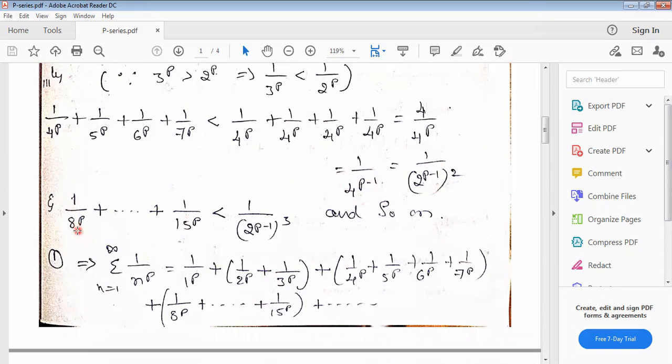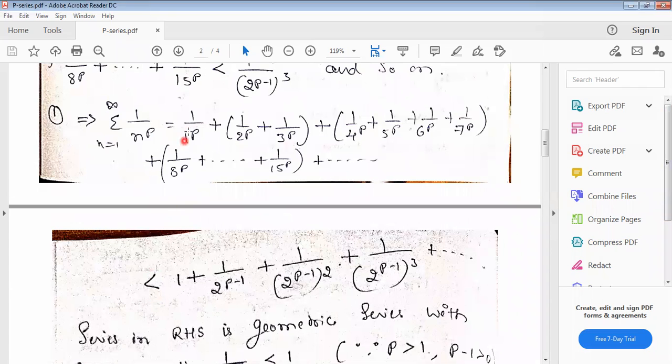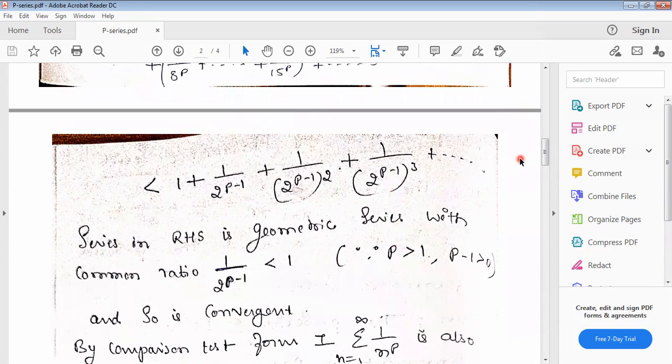Similarly, 1 by 8 power p plus etc. plus 1 by 15 power p is less than 1 by 2 power p minus 1 whole cube, and so on. With this, the series sigma 1 by n power p, which is nothing but this sum, is less than 1 plus 1 by 2 power p minus 1 plus 1 by 2 power p minus 1 whole square plus 1 by 2 power p minus 1 whole cube plus so on.